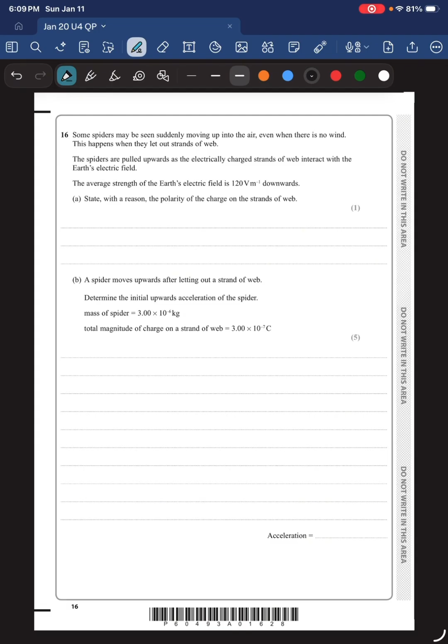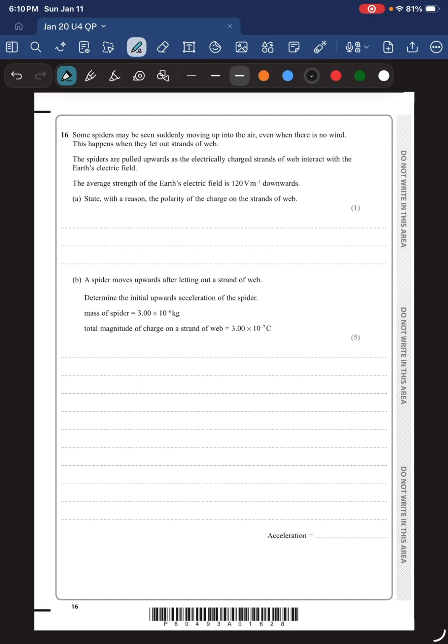Some spiders may be seen suddenly moving up into the air even when there is no wind. This happens when they let out strands of web. The spiders are pulled upwards as the electrically charged strands of web interact with the Earth's electric field. The average strength of the Earth's electric field is 120 volts per meter downwards. State with a reason the polarity of the charge on the strands of web. So if the electric field is pointing downwards, that's the direction of motion of a positively charged particle. Therefore, since spiders move upwards, this means that the strands have to be negatively charged, okay?